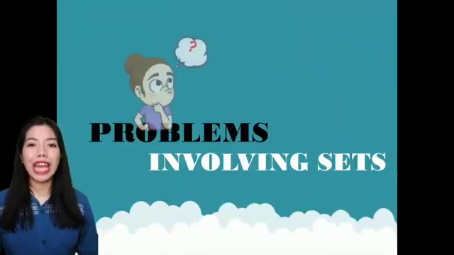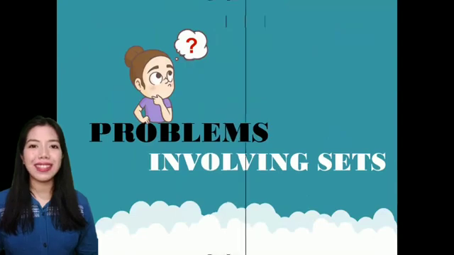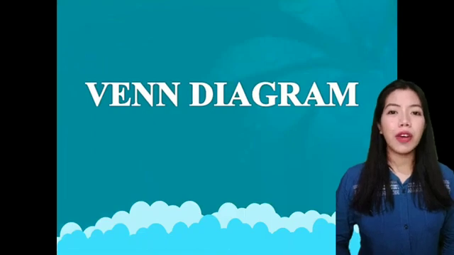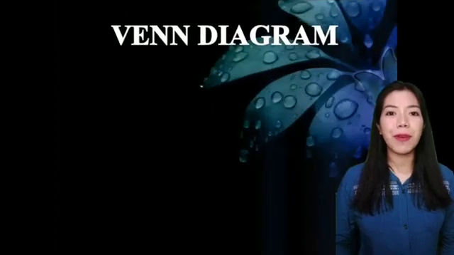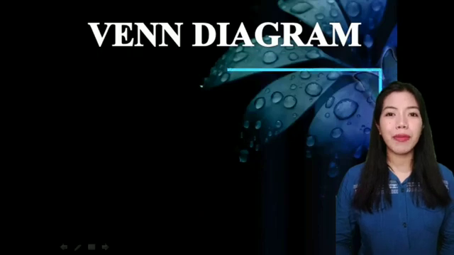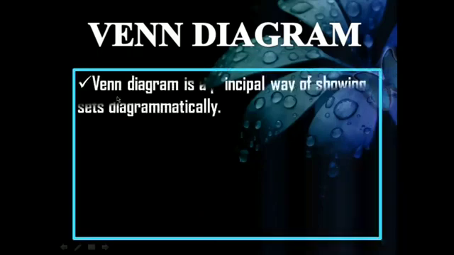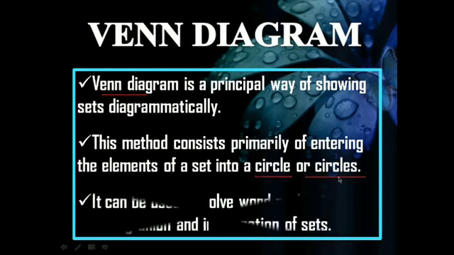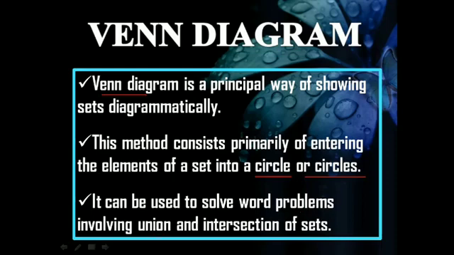Now let's take a look at how to solve problems involving sets. In solving problems involving sets, we can encounter the term Venn diagram. Do you know what a Venn diagram is? A Venn diagram is a principal way of showing sets diagrammatically. This method consists primarily of entering elements of a set into a circle or circles. It can be used to solve word problems involving union and intersection of sets.